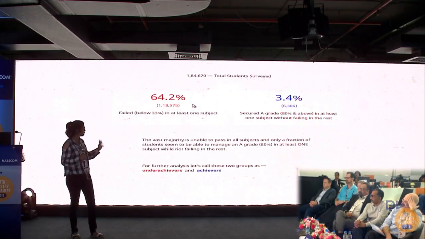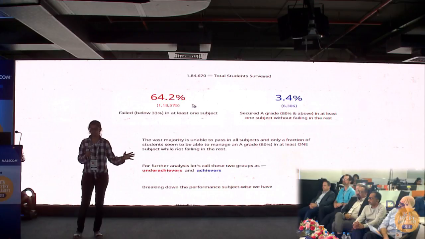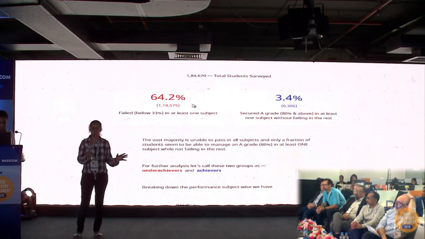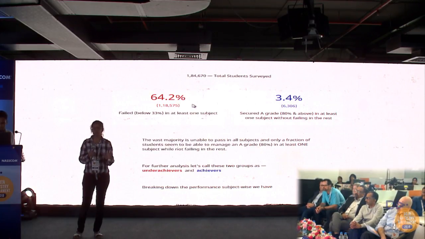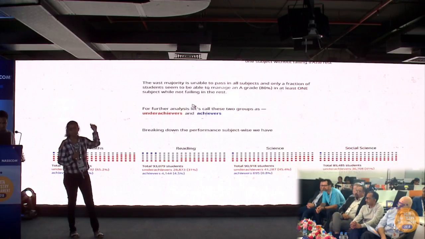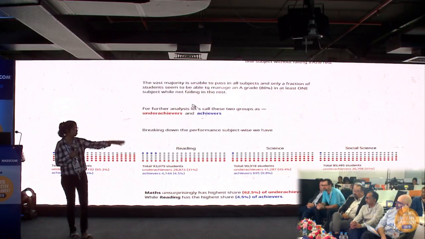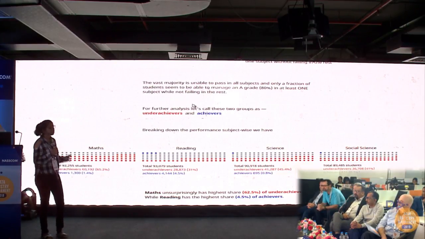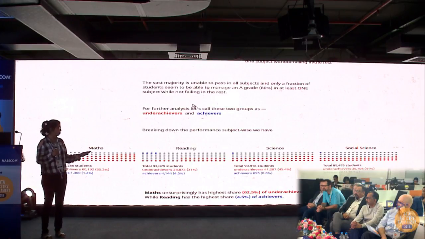So we came up with two subsets of the student groups, the achievers and the underachievers. Achievers are the students who have scored 80% and above in the subject. Underachievers are students who have scored 33 and less in that subject. The same data, we split for the different subjects, maths, reading, science, and social science. And we see the most number of underachievers are for maths, while the most number of achievers are for reading.